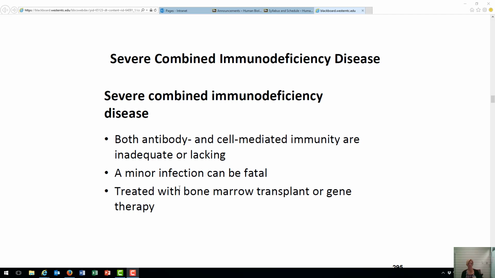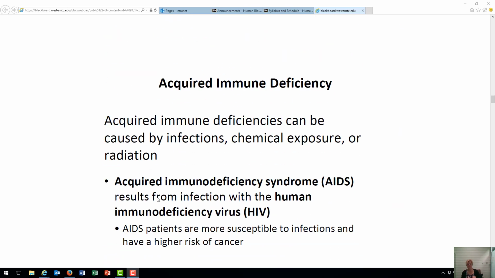So when we look at people that are immunodeficient, it's a very serious condition, because anything minor that our immune system can take care of right away, those infections in the people with immunodeficiency can rapidly grow out of control and cause death.